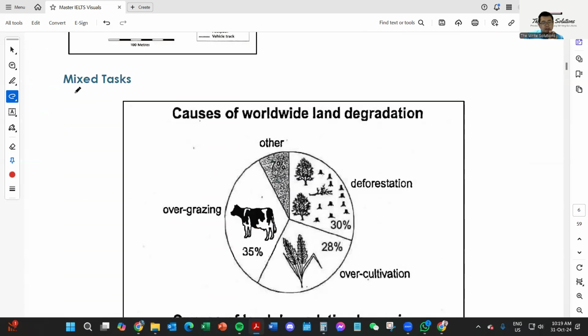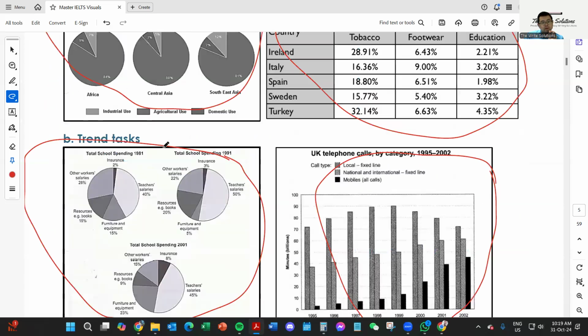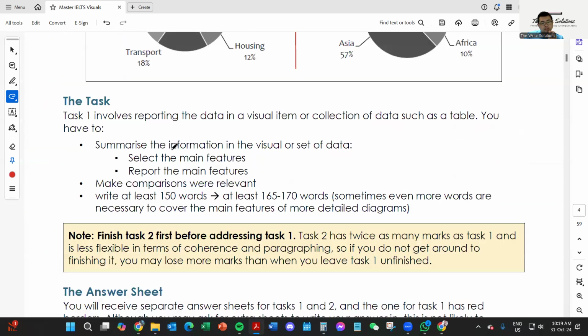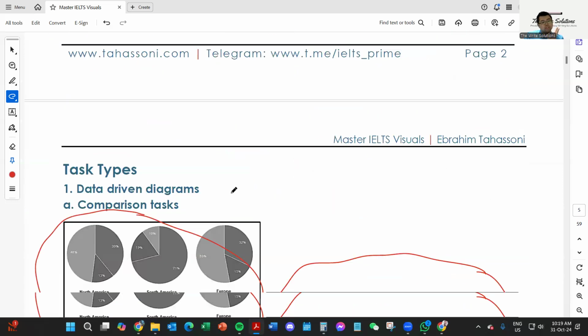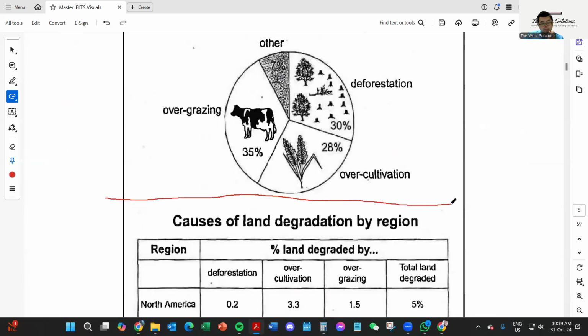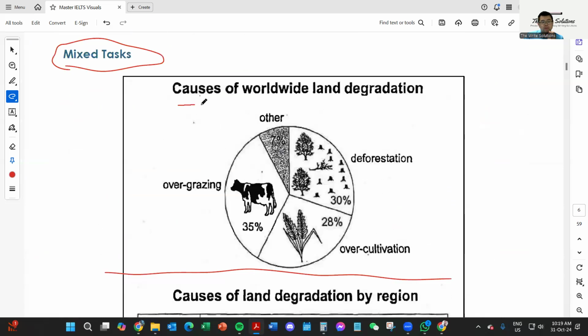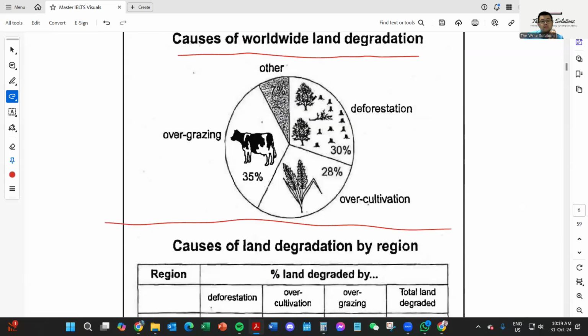This one is a mixed task. We're going to be talking about mixed tasks. As I said, even though the first one here is a pie graph or pie chart, it is divided into two different things. So a mixed chart will be similar. It's just that you have two different charts, but you'll be doing the same thing. You're going to be doing the paraphrase the question. This is the question, okay?